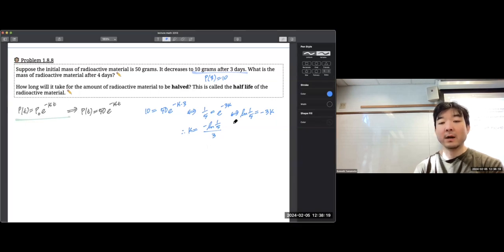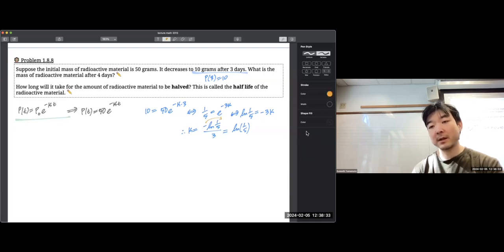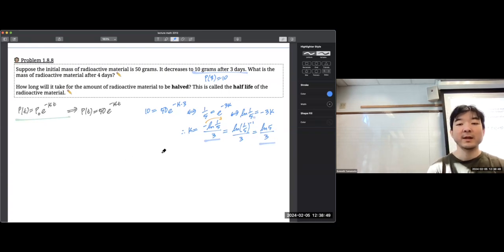And so, I mean, you could even do this simplification. So this is the same as ln of 1 over 5. There's this log property where you can just pull this negative up as an exponent. So you'll get negative 1 up here, divided by 3. And then, of course, 1 over 5 raised to the negative 1 is the same as ln of just 5 over 3. So these are both the same, but this one's simplified. So that's your decay rate.